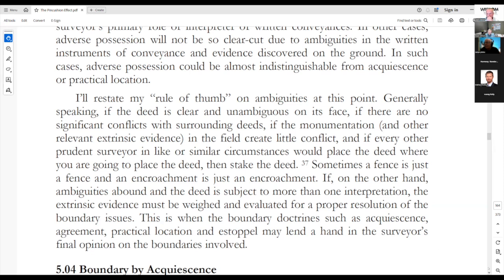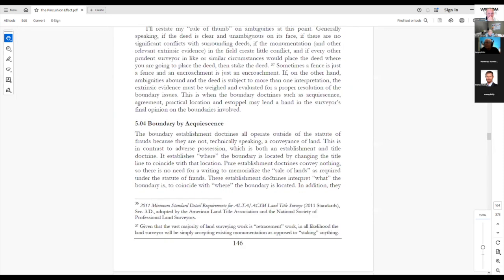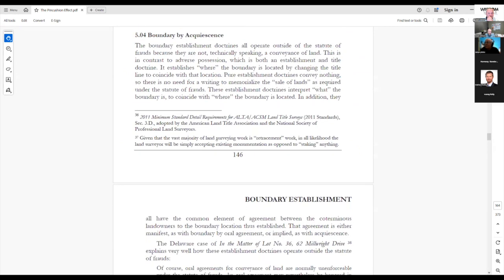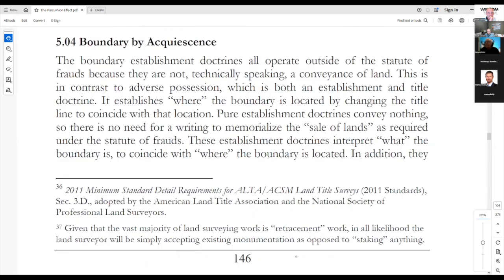So great discussion here. We're rolling through this and still have plenty of chapter to get through. So boundary by acquiescence. Let's jump into this and keep moving here. The boundary establishment doctrines all operate outside the statute of frauds because they are not, technically speaking, a conveyance of land. So when I talk to clients about boundary by acquiescence, my layman's simple way of putting this is: no one knows where the property line is. We've all mowed up to the same line, and by mowing to the same line, we agree that this is the line, so now it becomes the line.